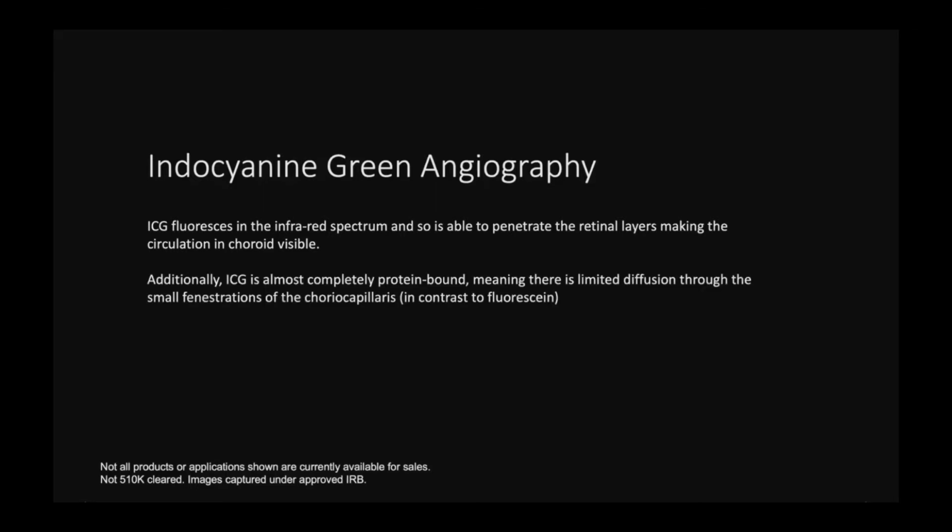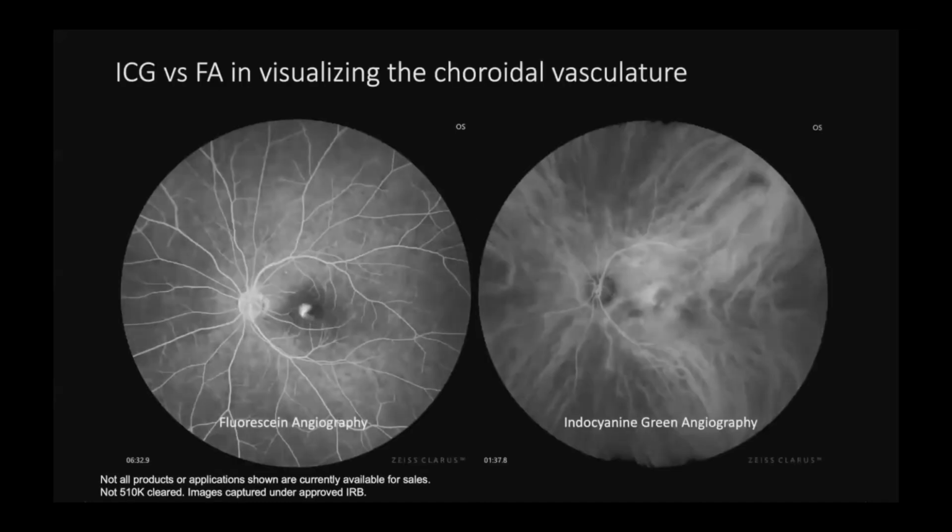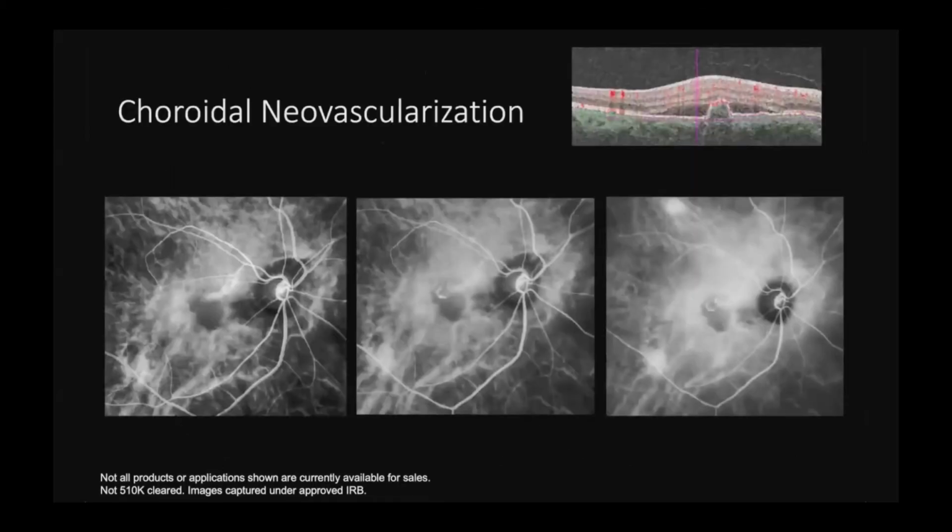Because ICG is almost completely protein bound, there's limited diffusion through the small fenestrations of the choriocapillaris, which allows more fine-tuned imaging of the choriocapillaris and especially of choroidal neovascular membranes. So if we look here on the left, this is fluorescein angiography, and then on the right, you can see ICG. And so you can tell the difference immediately that though both show the retinal vessels, only with ICG are you able to clearly see the choroidal vessels with intact RPE. And this can be helpful in looking at choroidal neovascular membranes.